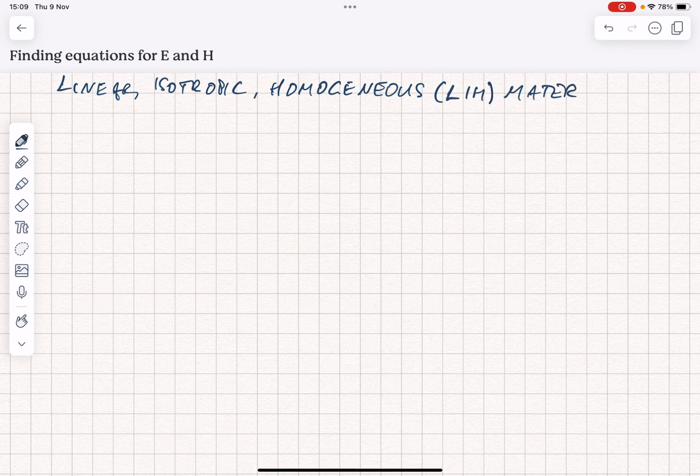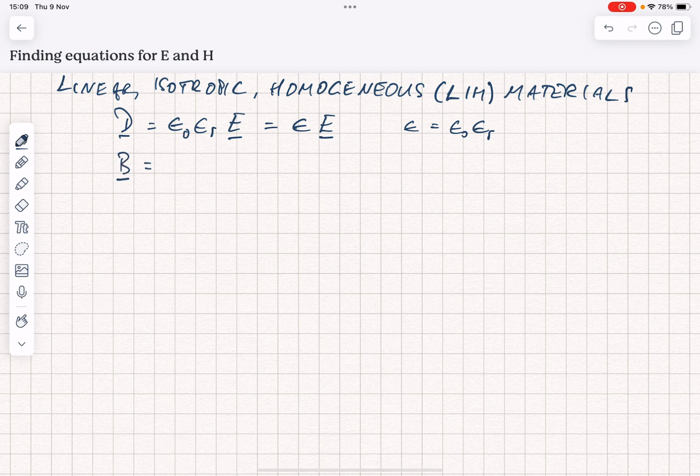What this means is that we can write D is equal to epsilon naught, epsilon R, E, which you can also write just as epsilon E, where epsilon stands for epsilon naught, epsilon R. And similarly, B is equal to mu naught, mu R, H, which can also be written as mu H, where again mu is mu naught, mu R.